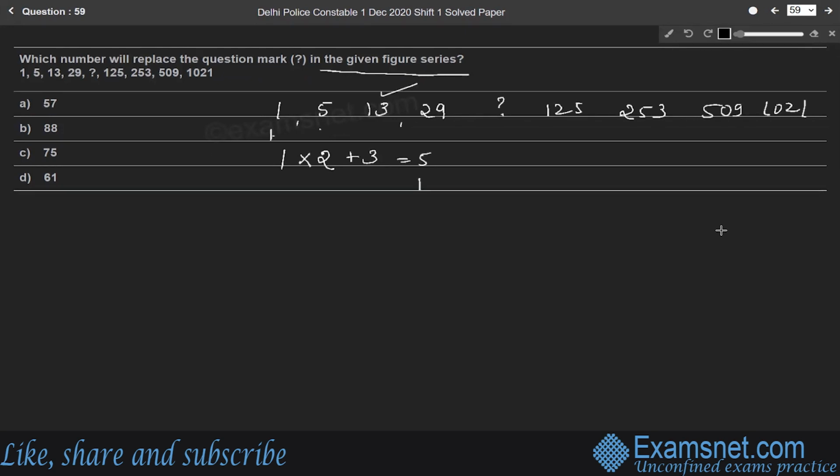Whereas the third number 13 is obtained when the second number is multiplied by 2 plus 3. So 5 into 2 is 10, plus 3 is 13. And the fourth number is obtained when the third number is multiplied by 2 plus 3. 13 into 2 is 26, plus 3 is 29. Similarly, the fifth number is obtained when the fourth number 29 is multiplied by 2 plus 3, which is 29 into 2 is 58, plus 3 is 61. Therefore, option D is the right answer.